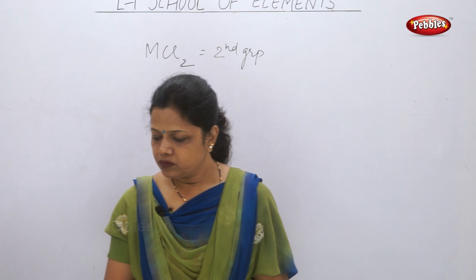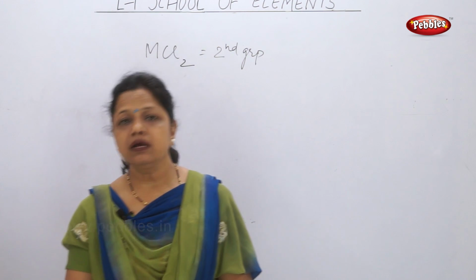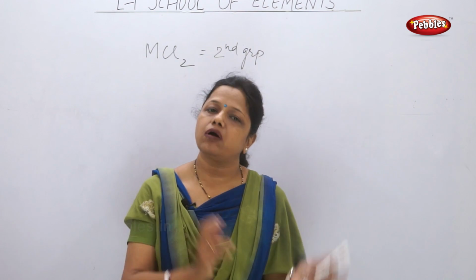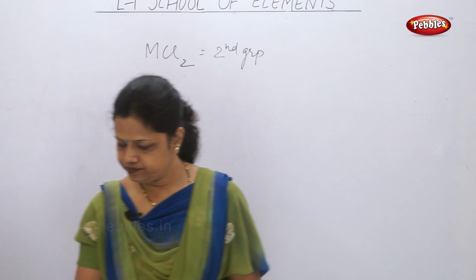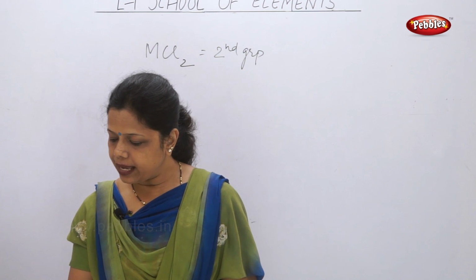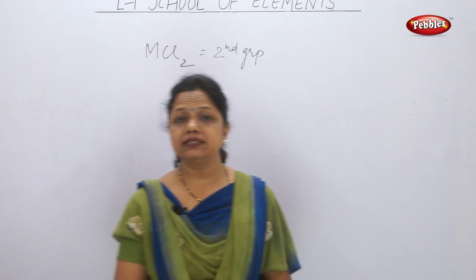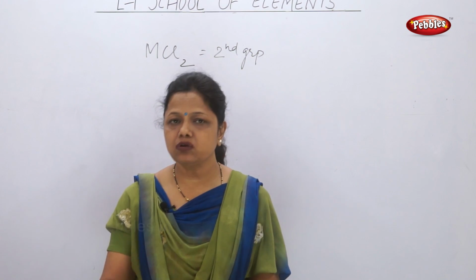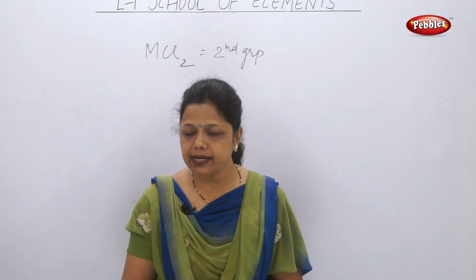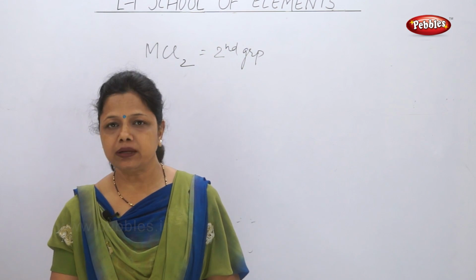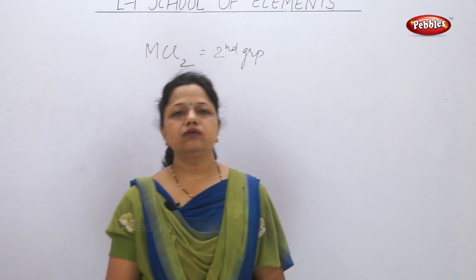Fourth one, the law used by Newlands to arrange the elements is known as Newlands' law of octaves. Fifth one, the element Eka aluminium in Mendeleev's periodic table is known as gallium in the present or modern periodic table. GALLIUM, gallium.